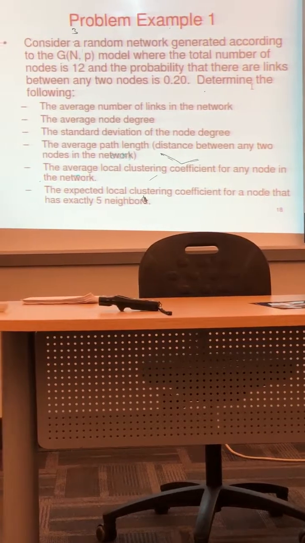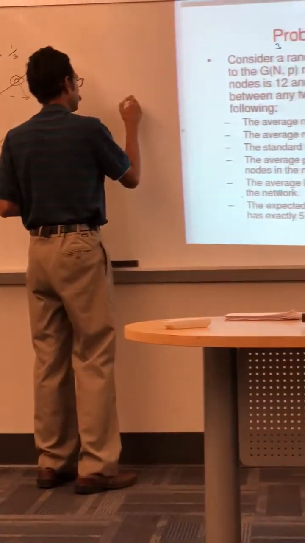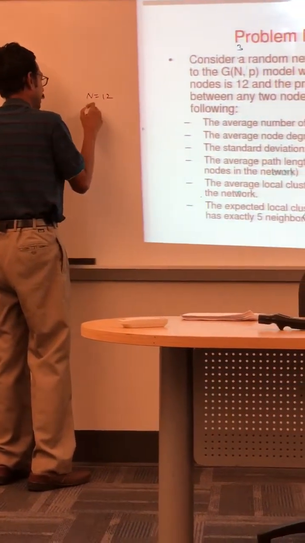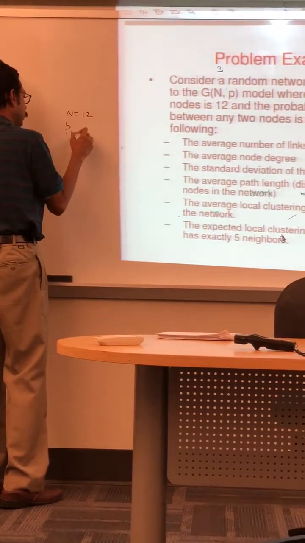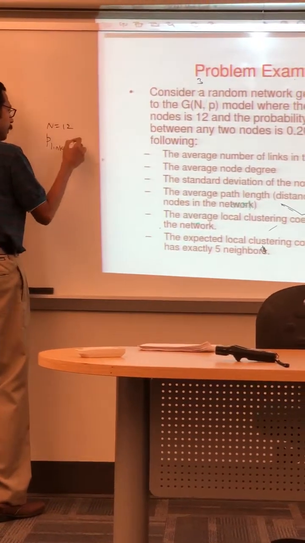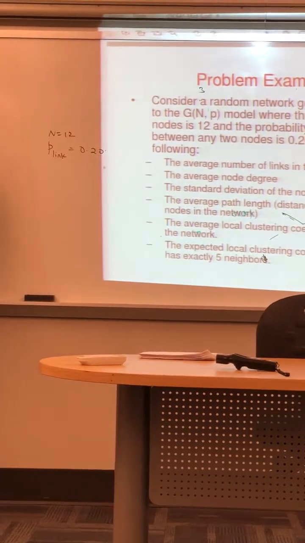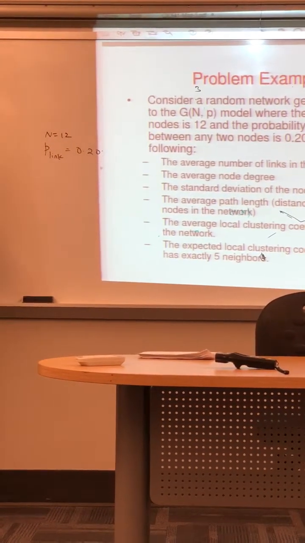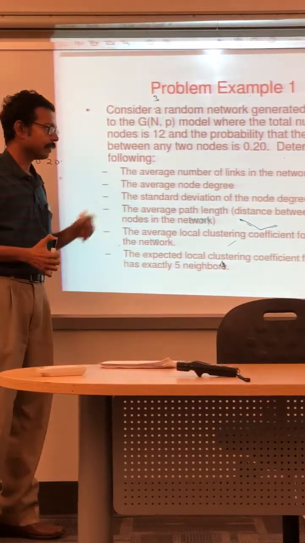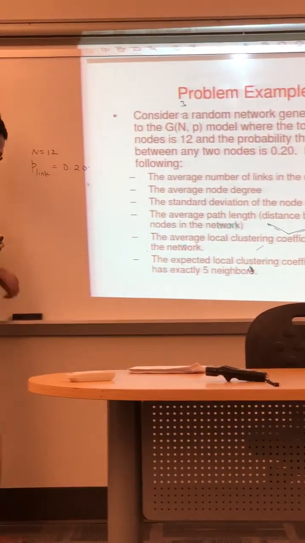So given what? The number of vertices, nodes is 12, and the probability for a link between any two nodes, P link or P, is given as 0.2. So with these two pieces of information, you need to find the average number of links in the network. Any idea?